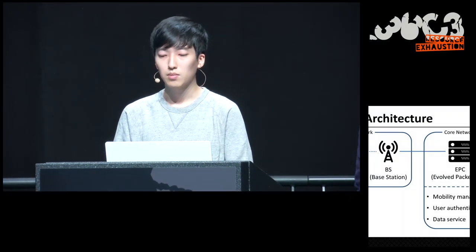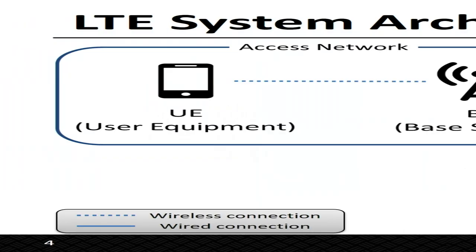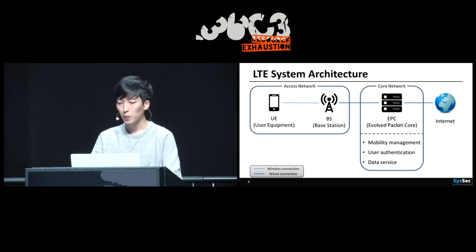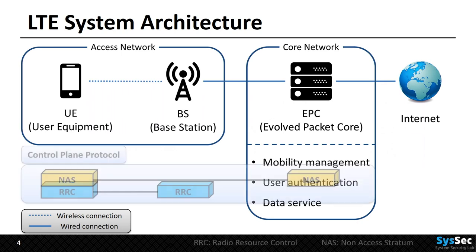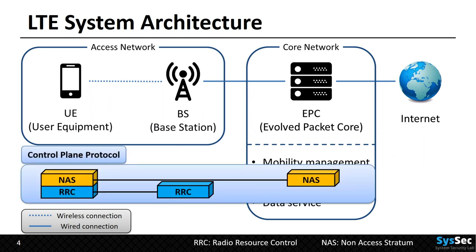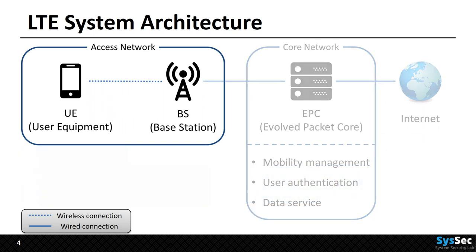To understand the main content, we need some background on LTE. The LTE system is largely composed of a UE, such as a smartphone used by a user for LTE service, a base station in charge of transmitting and receiving radio signals, and a core network for mobility management, authentication, and data services of the user. For control messages, such as radio connection, the UE and base station use RRC protocols. Similarly, the UE and the core network send and receive control messages with NAS protocols. The main parts of our talk are the UE and the base station. If so, how does the UE establish a radio connection with the base station and use the LTE service?